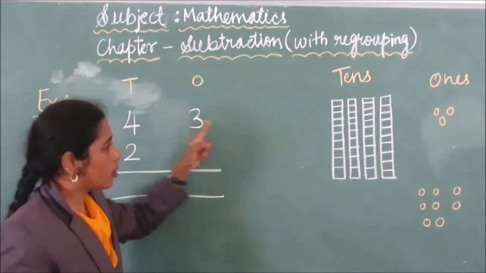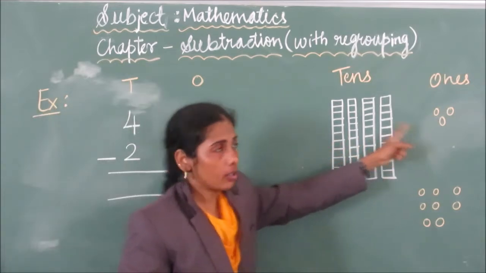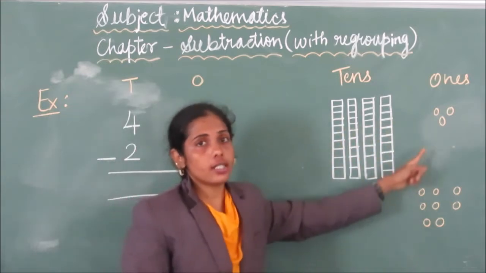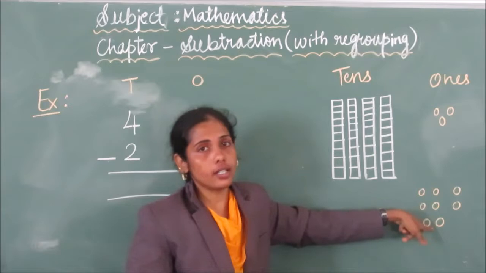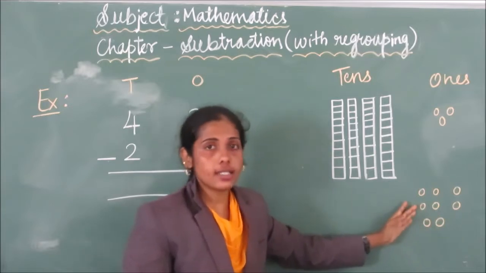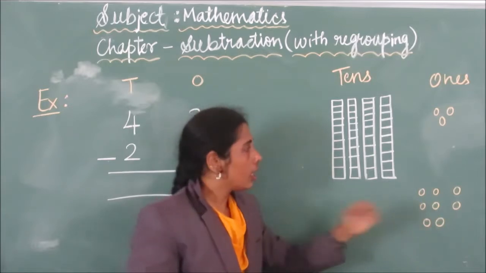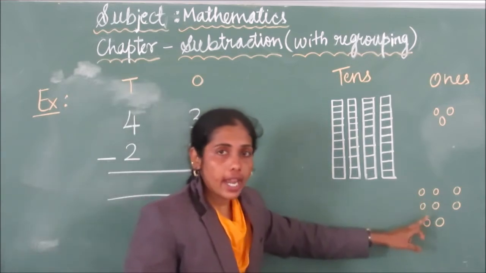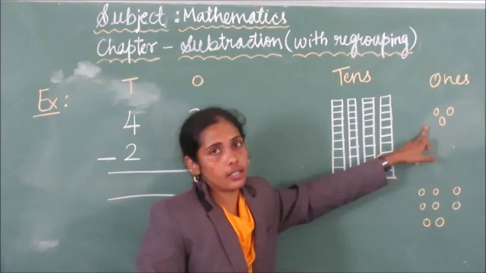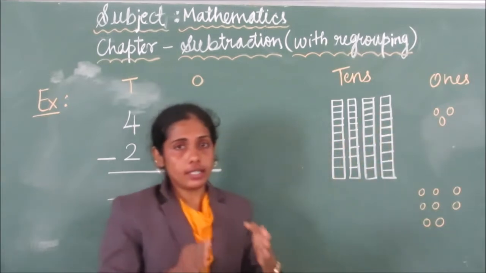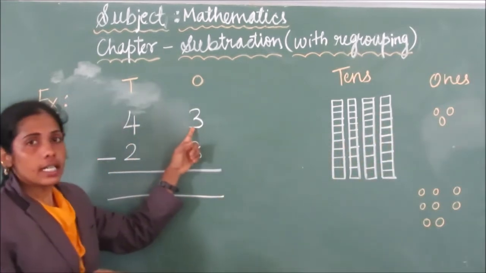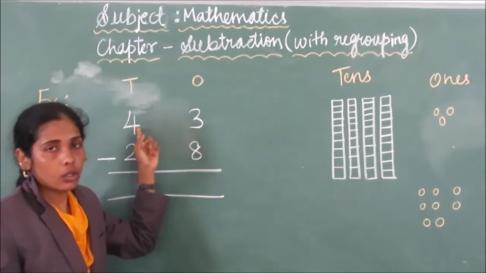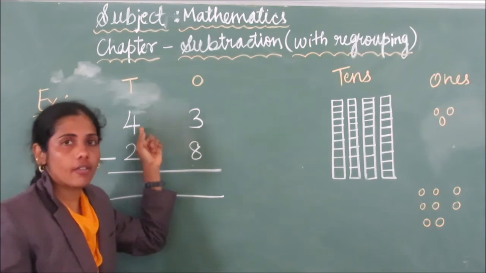See, I draw some beads here: 3 beads, then 8 beads. Which is the biggest here? Are there more beads here? Of course, 8 is more beads. So it is not possible to subtract 8 beads from 3 beads. In this case, you have to take help from the tens place. Who is your friend? Tens is our friend.